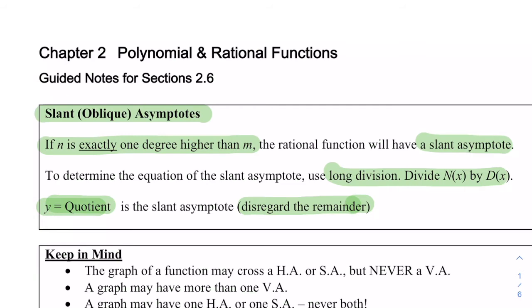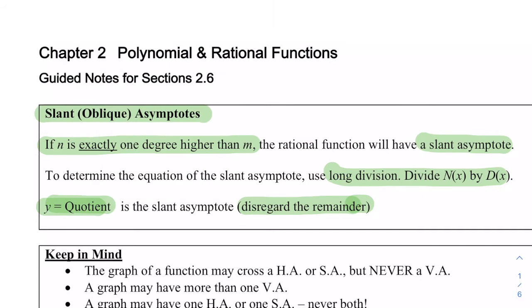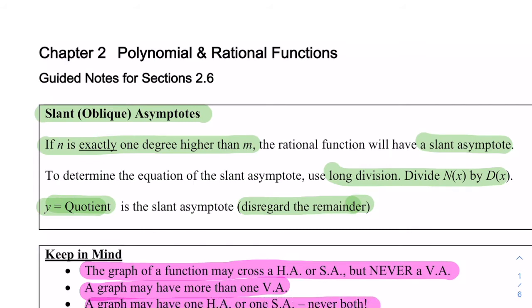Okay, key things to remember whenever we're talking about rational functions. The graph of a function may cross the horizontal asymptote or the slant asymptote, but it'll never cross a vertical asymptote, because that's when the function would be undefined. That's when the denominator would equal 0. The graph can have more than one vertical asymptote. A graph can only have one horizontal asymptote or one slant asymptote.